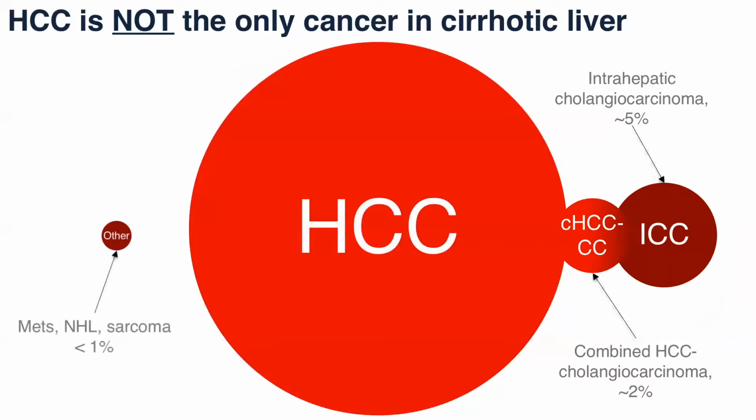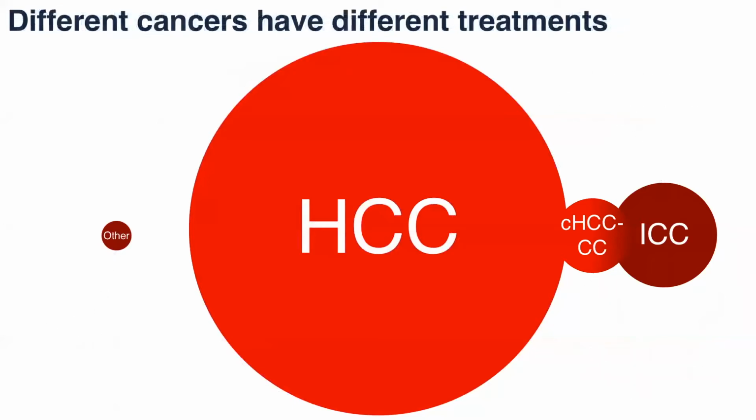Very rarely, patients with cirrhosis can get other things such as metastases, sarcomas, and non-Hodgkin lymphomas, but those are quite uncommon. Now, you might wonder, who cares what kind of cancer it is? Cancer equals cancer equals cancer. Turns out that's not quite right. Different cancers have different prognoses. Different cancers have different treatments.